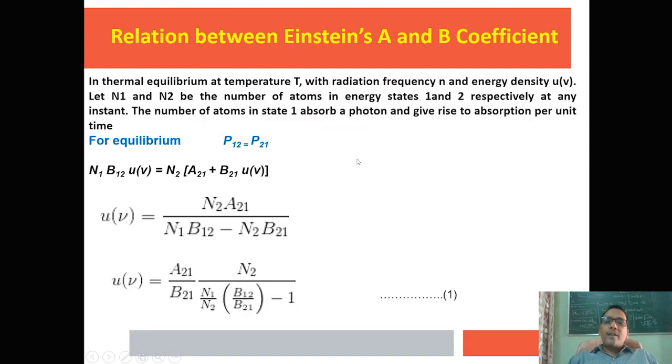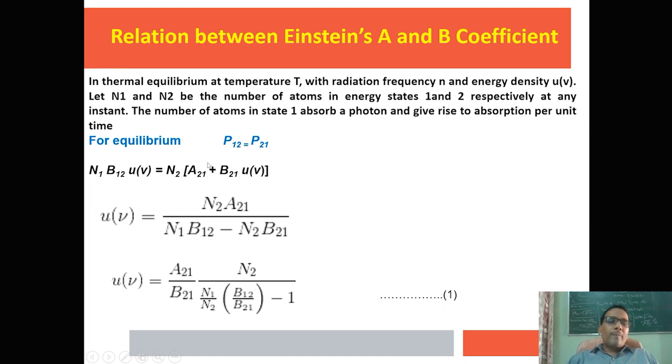Now the relation between Einstein's A and B coefficients. At equilibrium, what we observe here is that P12, the rate of probability of transition from the ground state to the higher energy level, is equal to the rate of probability of transition from the higher energy level to the ground state, either through spontaneous transition or stimulated transition. So one can write this is equal to P12 and this is equivalent to P21, where this part is spontaneous transition and this part is stimulated transition.